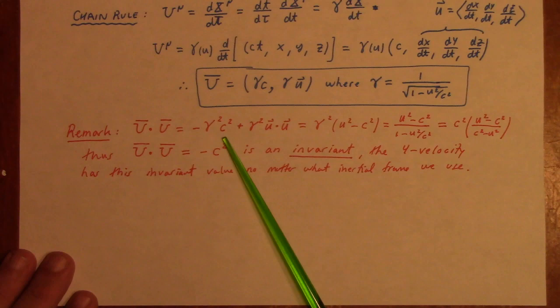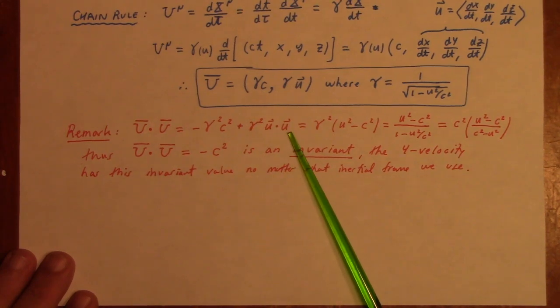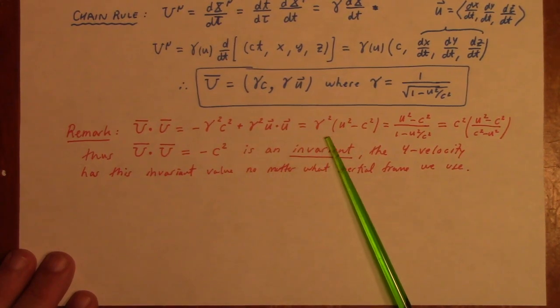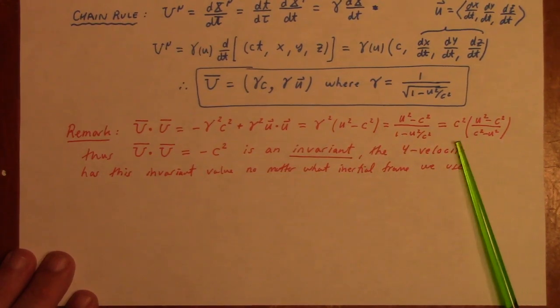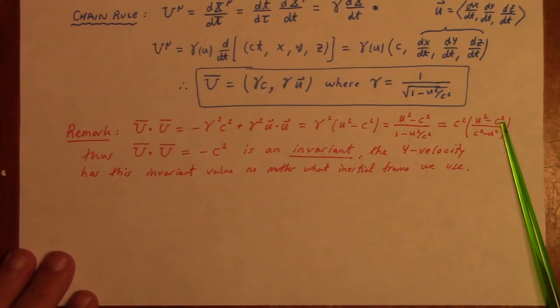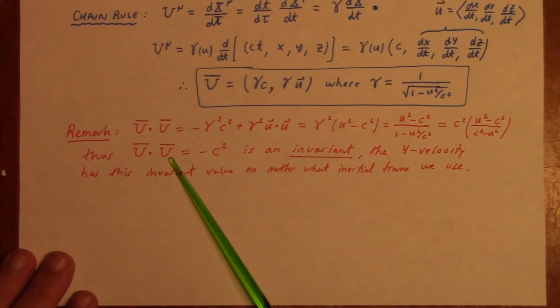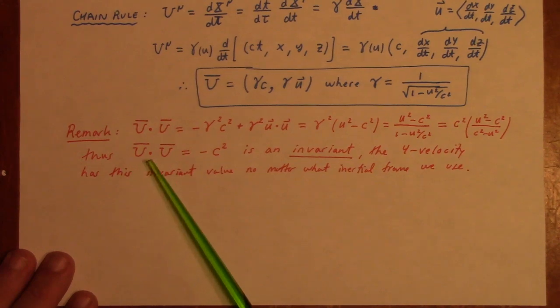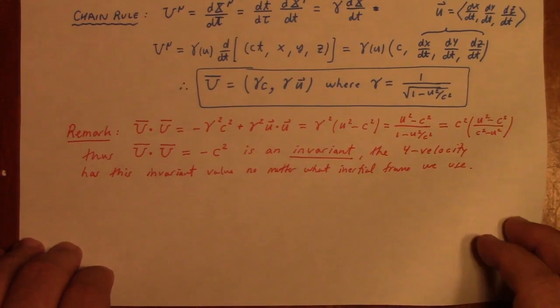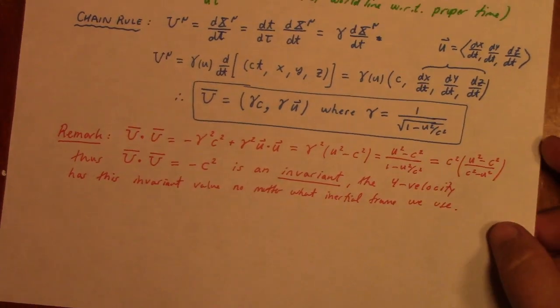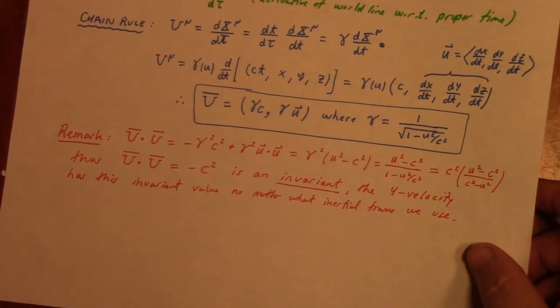It's minus gamma squared c squared plus gamma squared u dot u. And what's that? Well, that's gamma squared times u squared minus c squared, which by algebra, multiplying by c squared over c squared, is minus c squared. And that's minus 1. Hey, look at that. So the Minkowski product of the 4 velocity with itself is minus c squared. Of course, this is an invariant. That's just a number, independent of your choice of frame. So the 4 velocity has this invariant no matter what inertial frame we choose to describe the 4 velocity in. So what else can we talk about?